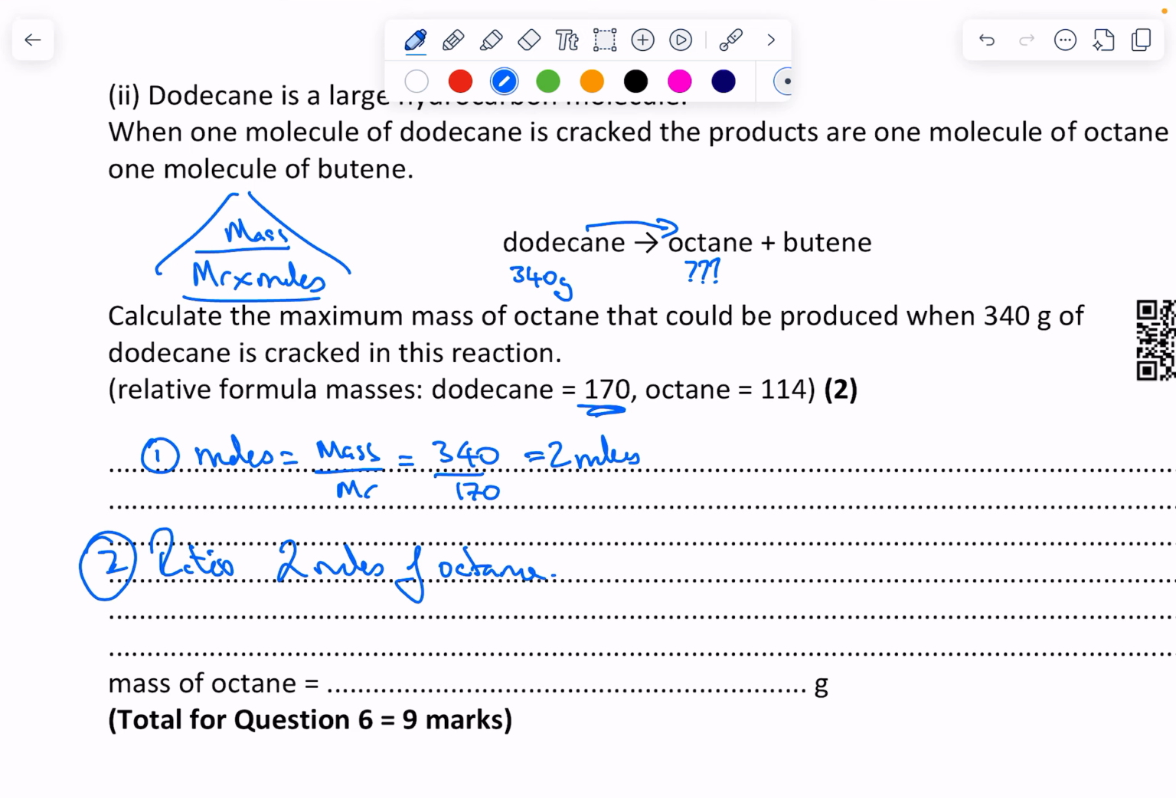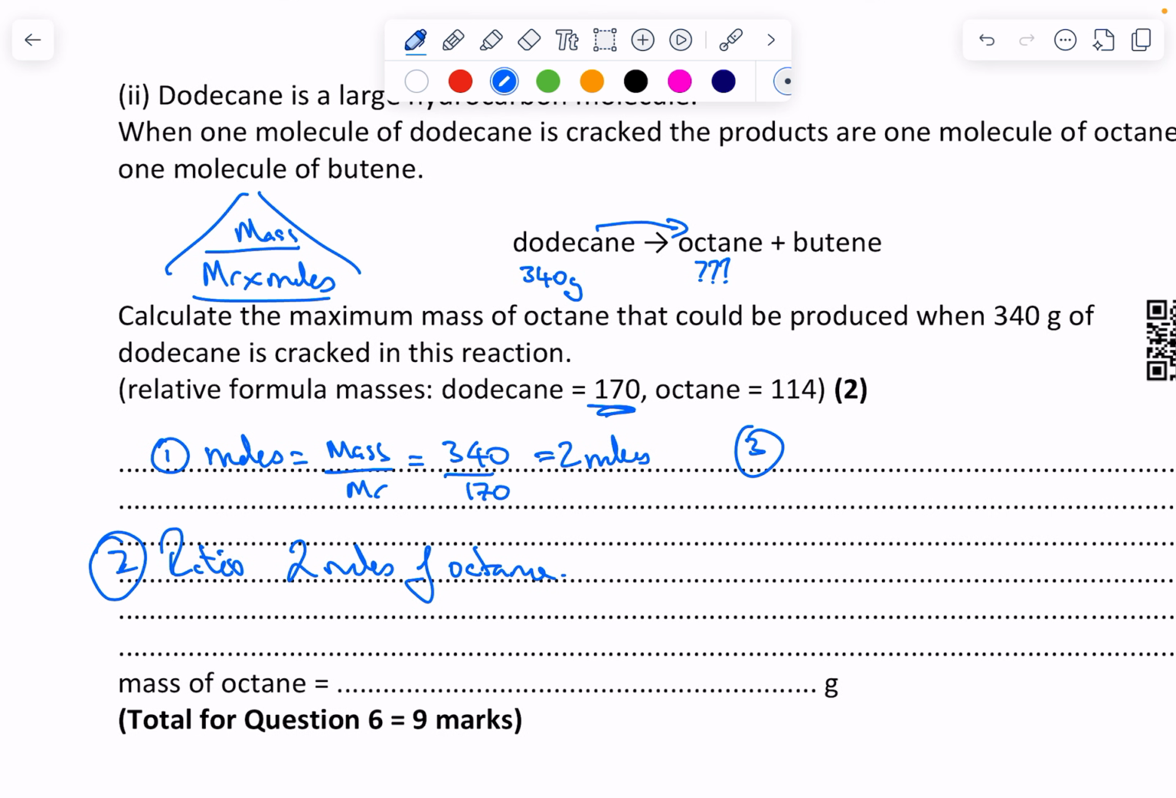So that's step 2. And then step 3, let's convert that to a mass of octane. So the mass is going to be moles times the Mr. So the moles is 2, times that by the Mr for this, which is 114. Times that by 2, that's going to give me 228 grams as a final answer. Mark-wise, 1 there and 1 there. And that's that question completed.